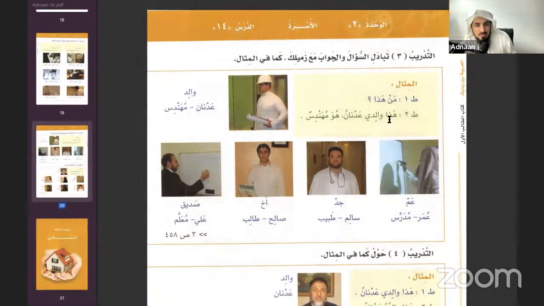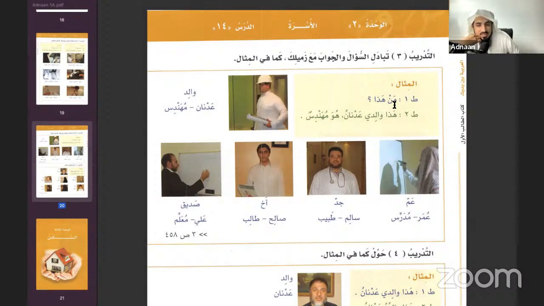They're asking you again what they've taught you, and now they're taking away a few more words so you learn the sentence structure. Man hadha means who is this? Man is referring to a human being, and ma referring to an inanimate object. So if you've got a pen, for example, you say ma hadha, not man hadha. You say what is this? As for a person, man. Masculine, hadha. Feminine, hadhihi. Okay, it says هذا والدي عدنان هو مهندس.